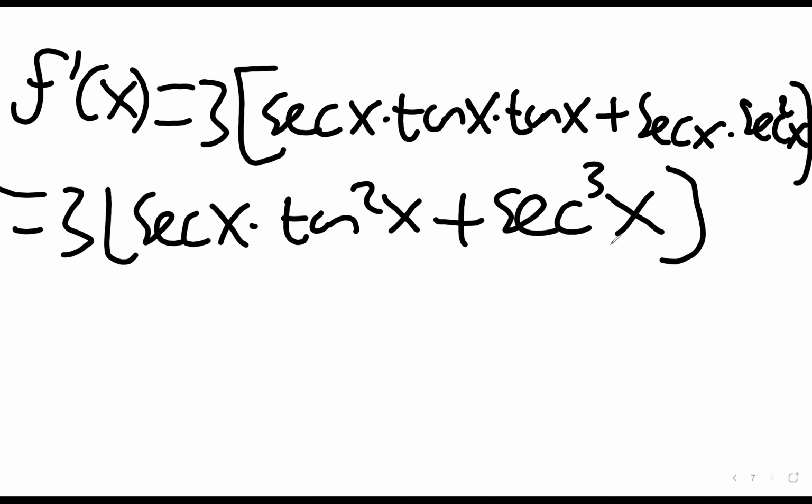Of course, we can simplify it further if we want. For example, if you know the relation between tangent squared of x and secant squared of x, then of course you can substitute it. But up to this point, the answer is correct, and we don't really need to simplify it further. Okay, so that's derivatives of trigonometric functions. And in number 15, I will take a look at one of these.